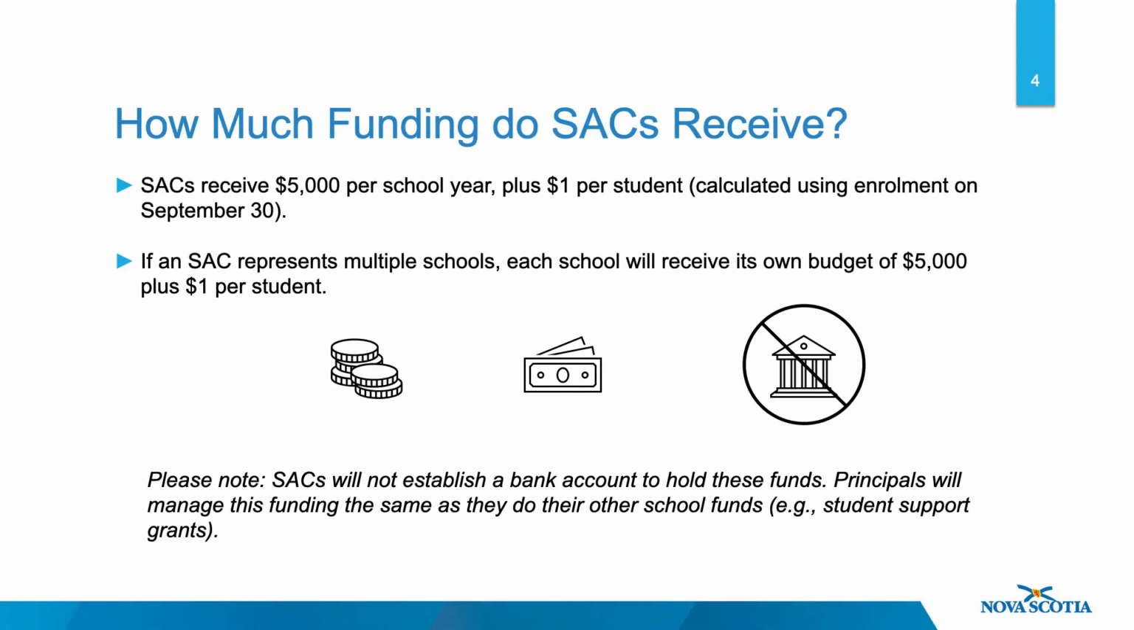SACs receive $5,000 per school, plus $1 per student. The $1 per student is calculated based on enrollment as of September 30th. If an SAC represents multiple schools, each school will receive its own budget of $5,000 plus $1 per student. Please note that SACs will not establish a bank account to hold these funds. Principals will manage this funding the same as they do their other school funds, such as student support grants.